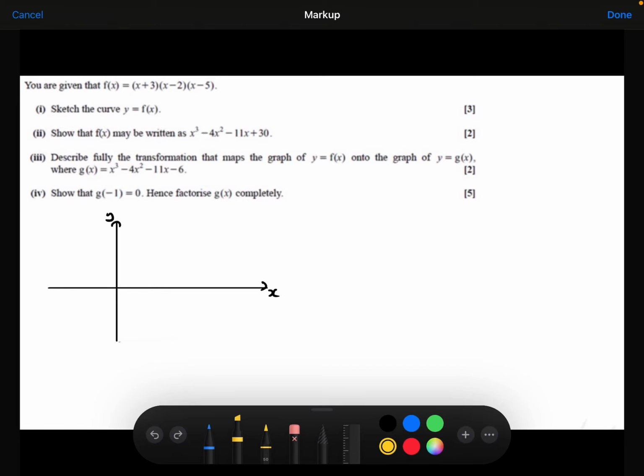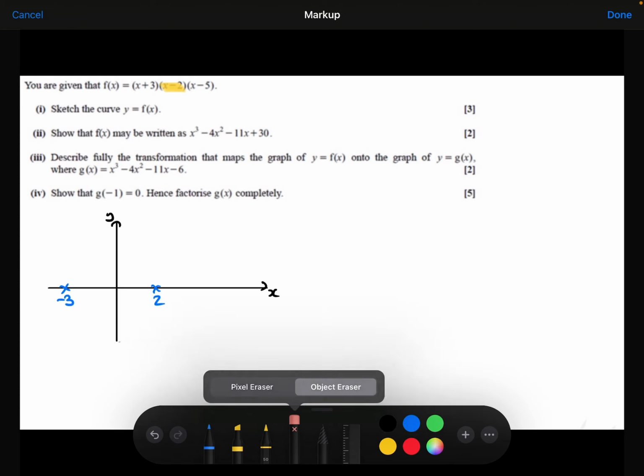You are given that f(x) = x(x + 3)(x − 2)(x − 5). Part I, sketch the curve y = f(x). So the x + 3 is telling me that there's going to be a root at minus 3. The x − 2 is telling me there's going to be a root at plus 2. And then the x − 5 is telling me there's going to be a root at plus 5.